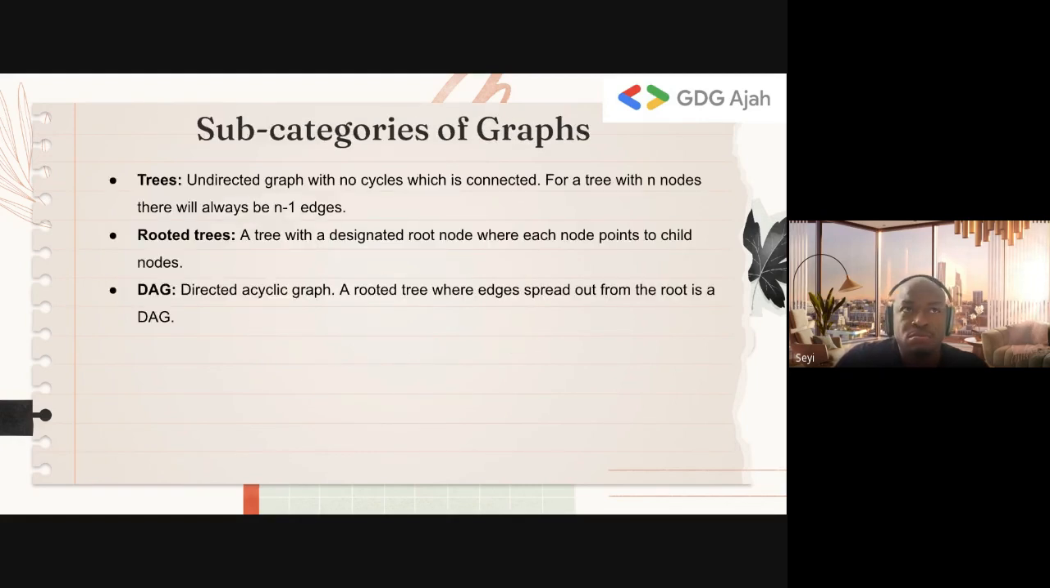So some other things to note are trees are undirected graphs with no cycles, which are all connected. So for a tree with n nodes, there will be n minus 1 edges. So trees are a variation of graphs. Then you have rooted trees. Rooted trees are what you've seen earlier, where each node points to child nodes, where you have a concept of the root and there's no cycle. That's what we saw earlier with binary trees and all those trees.